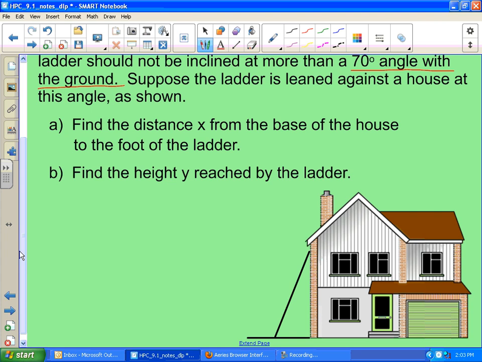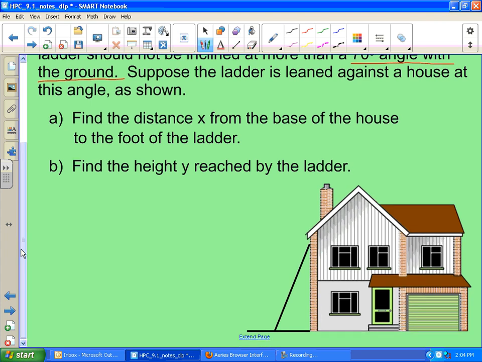On the bottom. Now, it's kind of a giveaway because of what word? The ground. But here's another phrase you may see that is not so obvious. With the same problem, it might say something like 70 degrees with the horizontal.